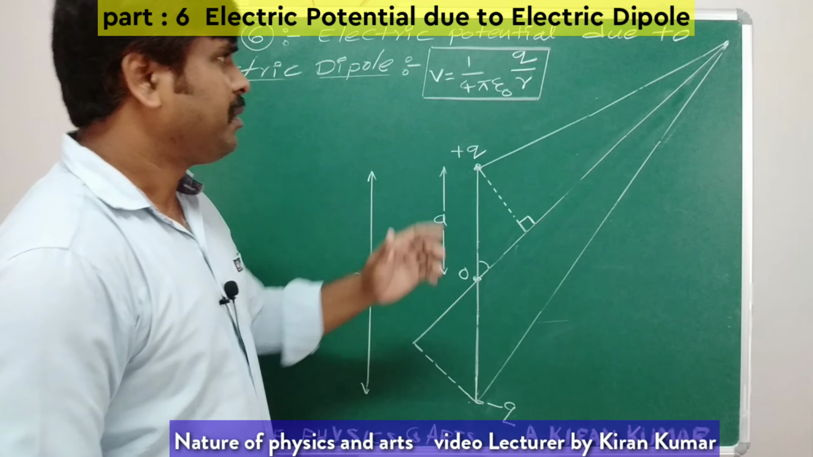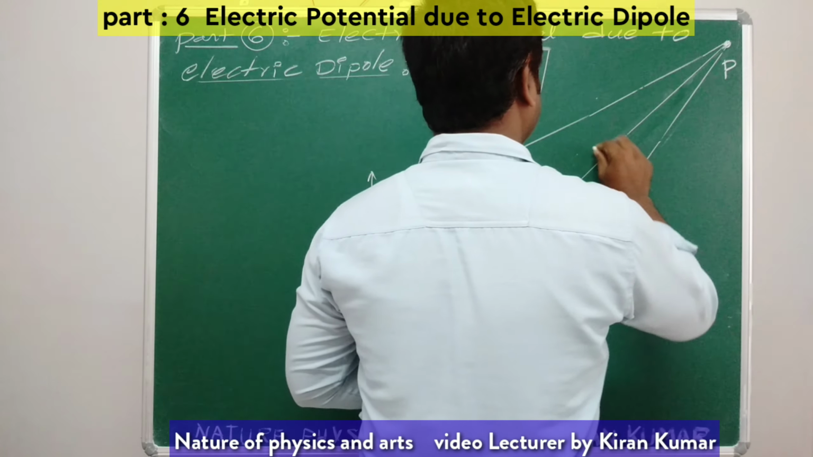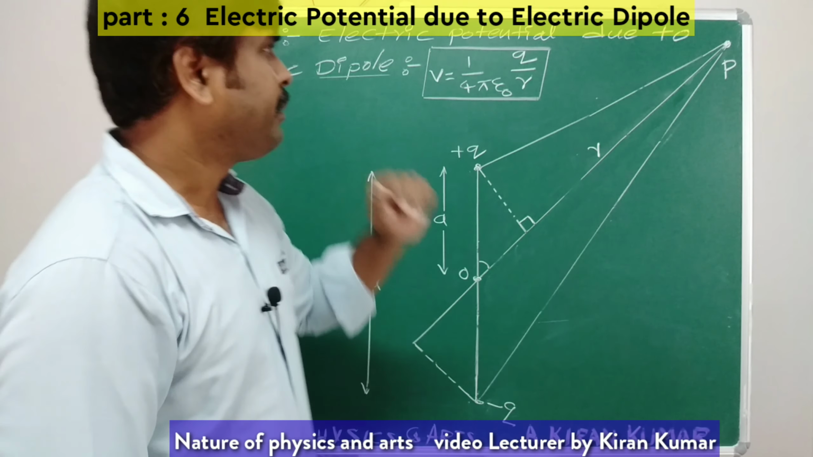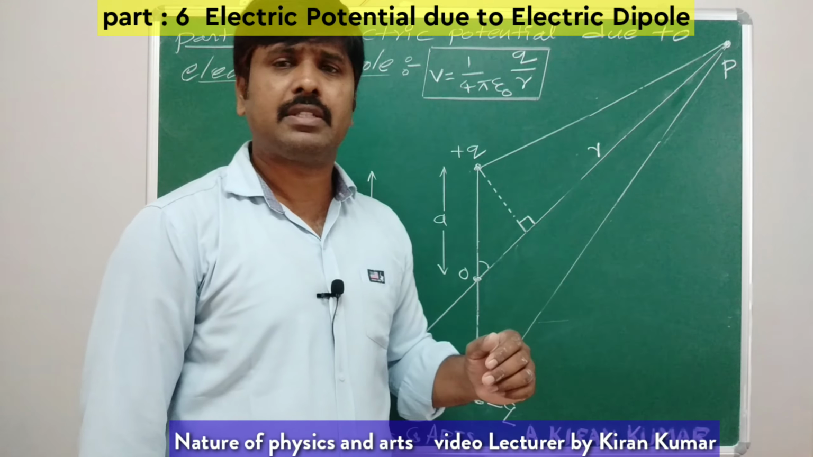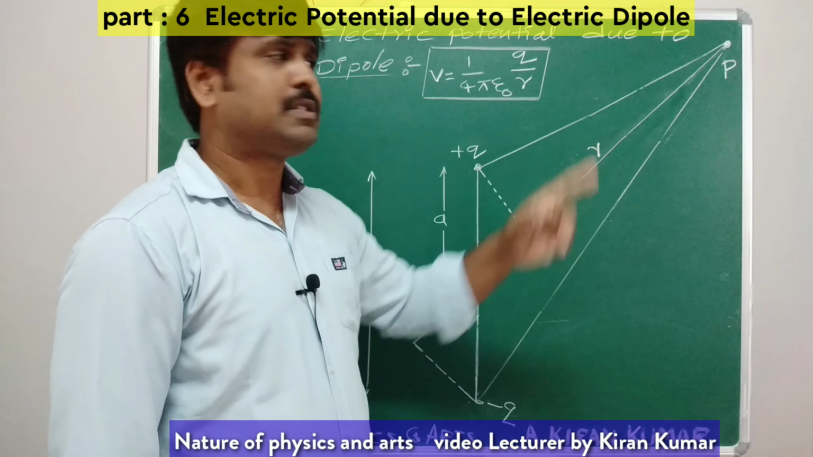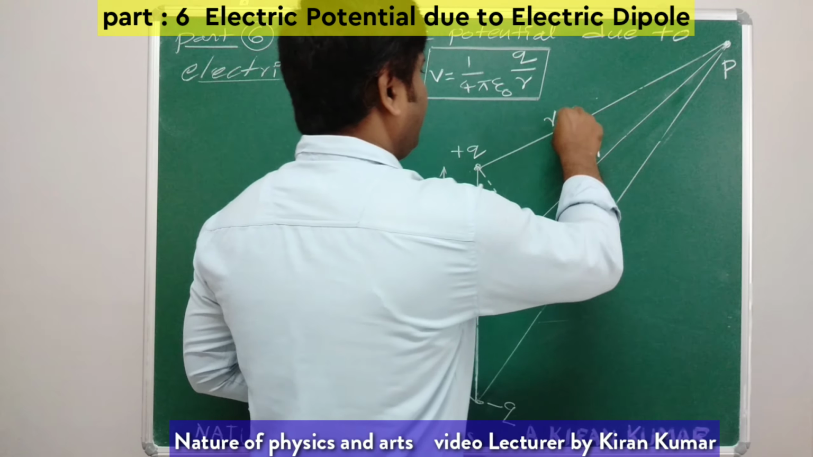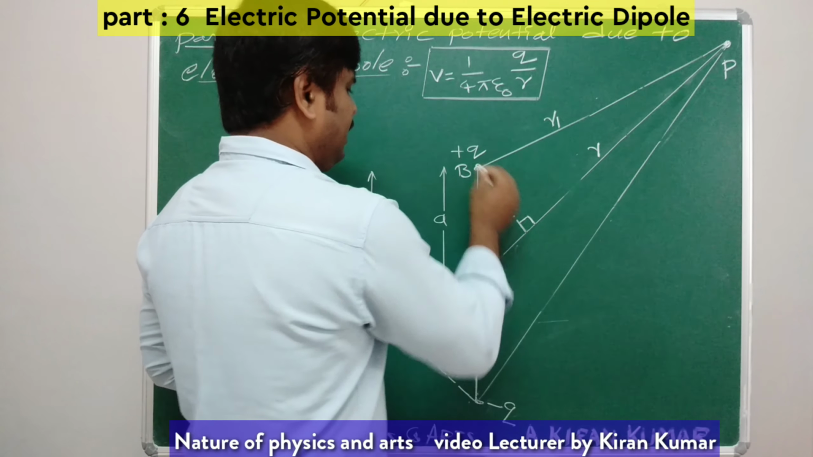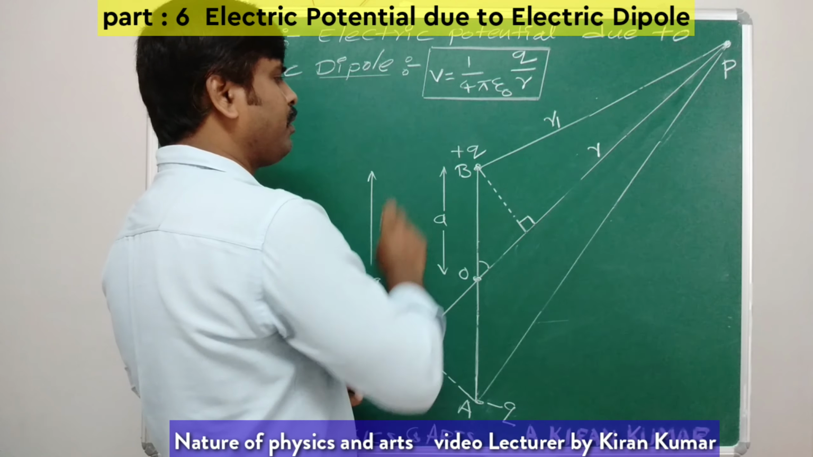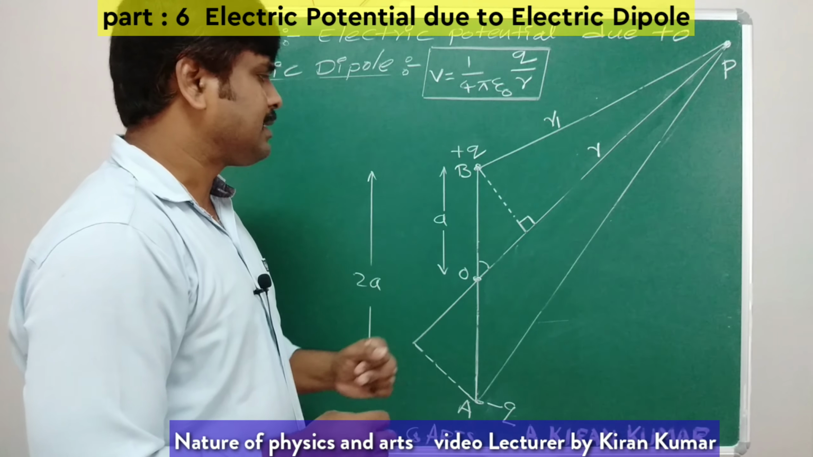So here we want to find the electric potential at a point P at a distance R from the center of the electric dipole. That locating point is at a long distance, that's why the angle theta is very small. The positive charge distance is taken as R1. B is the positive charge position, A is the negative charge position of the electric dipole, and O is the center.